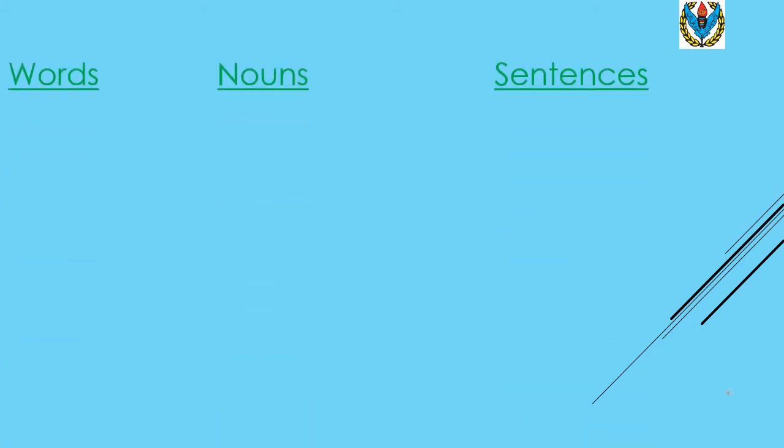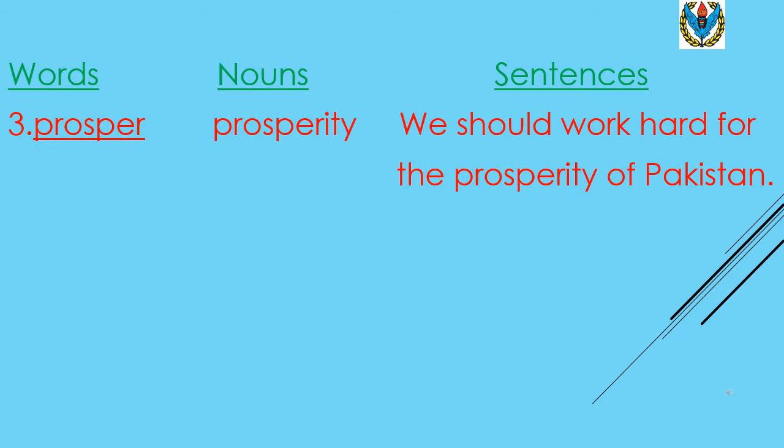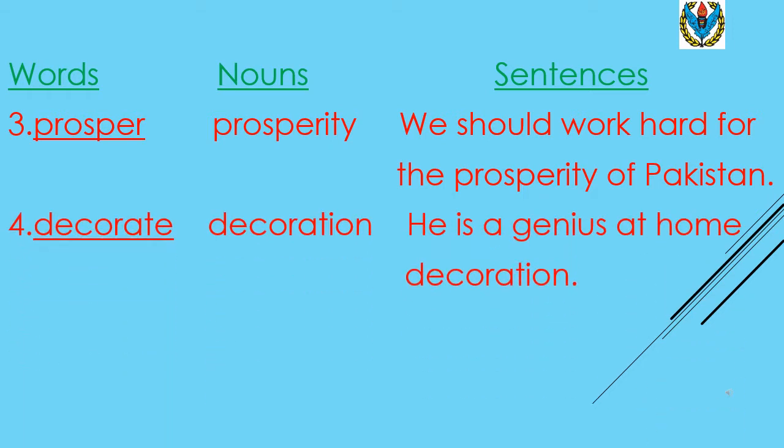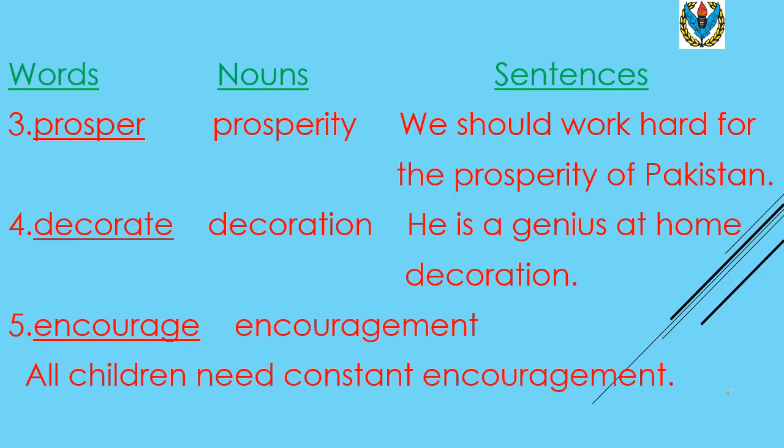The next word is prosper. Its noun is prosperity, and we should work hard for the prosperity of Pakistan. Number 4, decorate. Its noun is decoration, and he is a genius at home decoration. The last word is encourage. Encouragement is the noun, and the sentence is all children need constant encouragement.